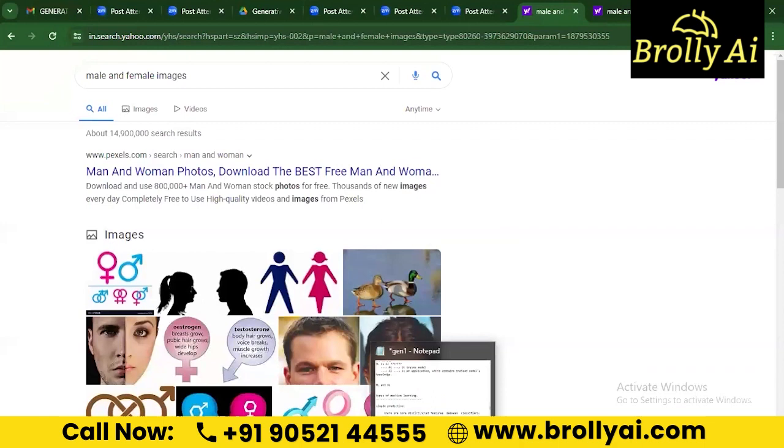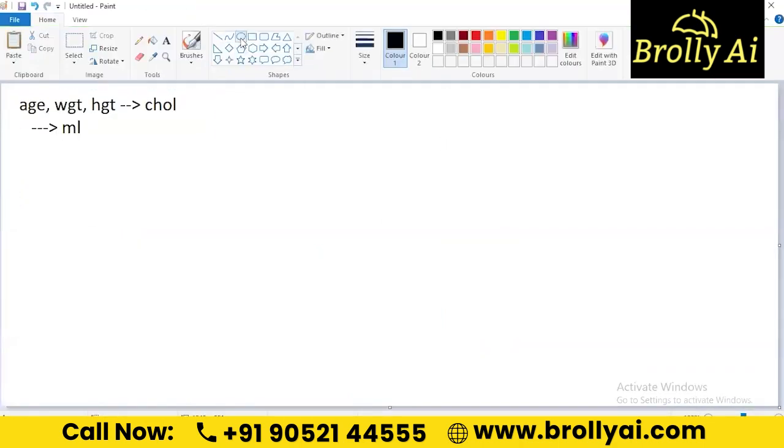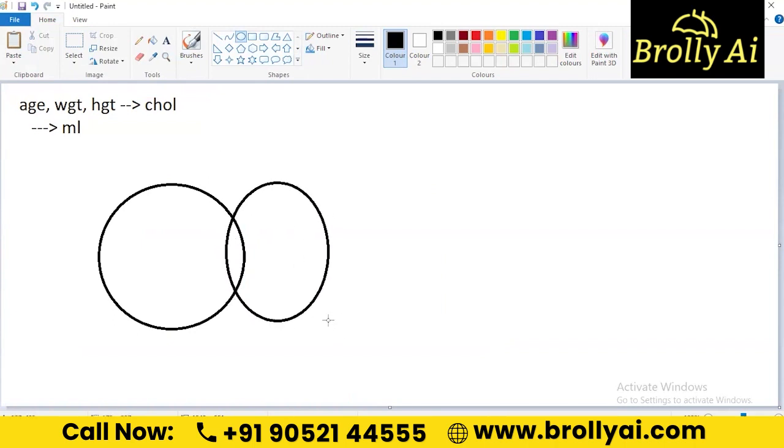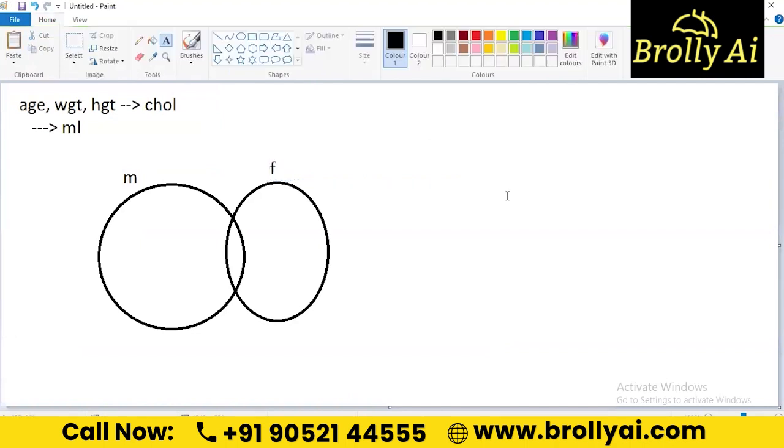Especially observe this. I'm taking a picture as a simple drawing. Think that this is a circle. This circle is a set of male features. This second circle is a set of female features. There are common features also, but very, very few common features.